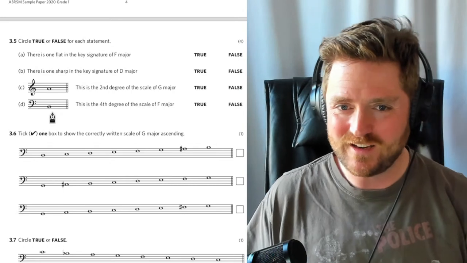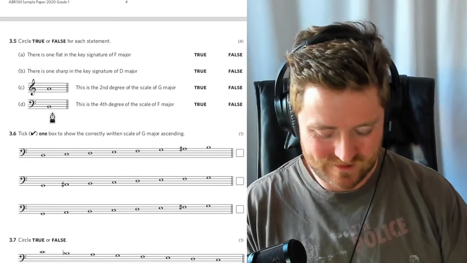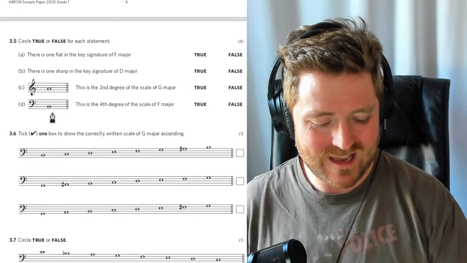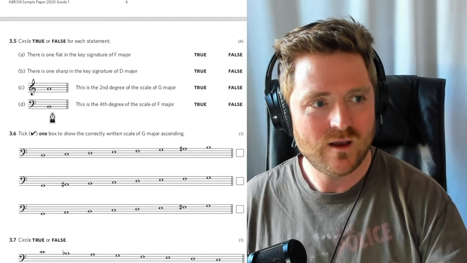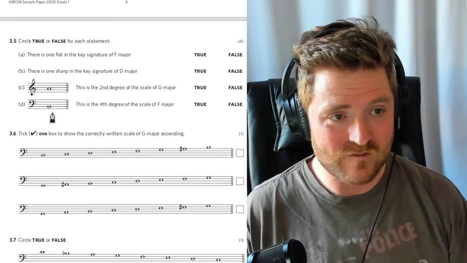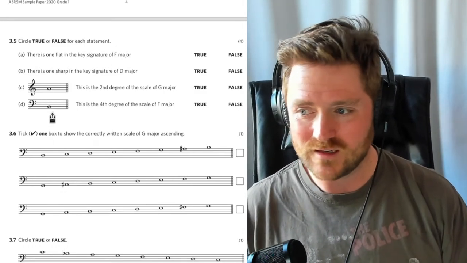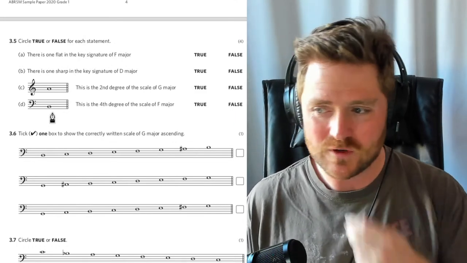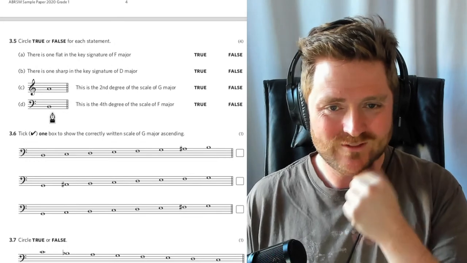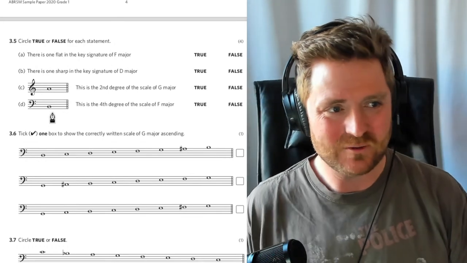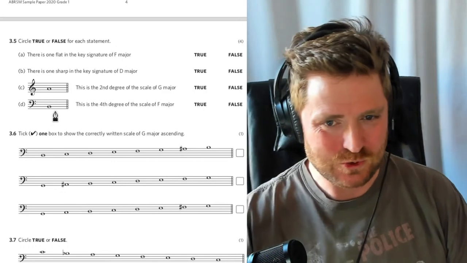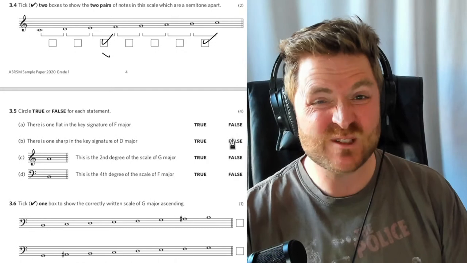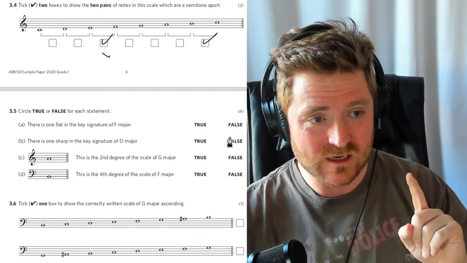Okay, starting to trickle in. Fabulous. So Jill has said the first one is true. That is absolutely right, Jill. The very first one, there is one flat in the key signature of F major. That one is true. Well done. There is one sharp in the key signature of D major. What do we think of that one? One sharp? Well, we know that's not true because we've just seen D major. D major has two sharps, so that one's false. So it's true for the first one, false for the second one.